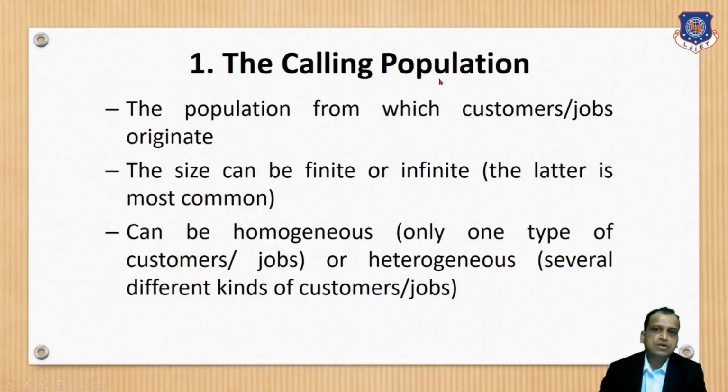Now, first, the calling population. This is the population from where the customers arrive, right? The customers come into the system. It can be finite or infinite. Here, if you see, infinite is most common, right? It can be homogeneous, only one type of customers or jobs, or heterogeneous. They come from different fields or different areas. That can be heterogeneous.